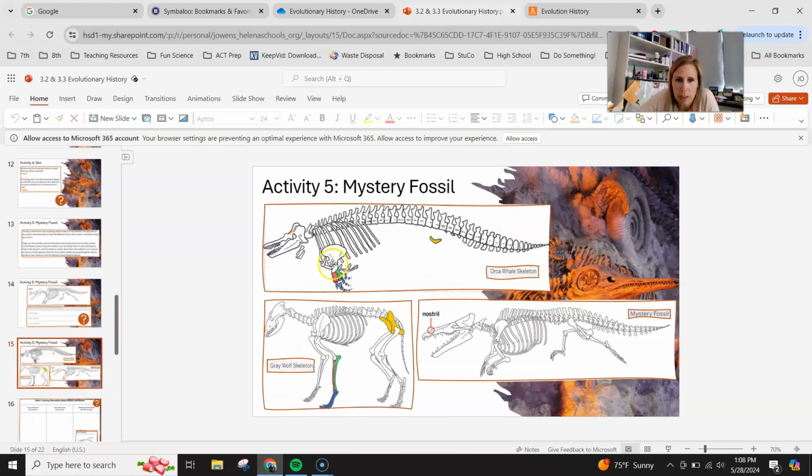Okay, moving on, here is our orca whale skeleton. Here's our gray wolf skeleton. I covered over the nostril, so there's a little orange dot here at the end that shows you guys the nostril. And then finally, you can see comparatively the mystery fossil.